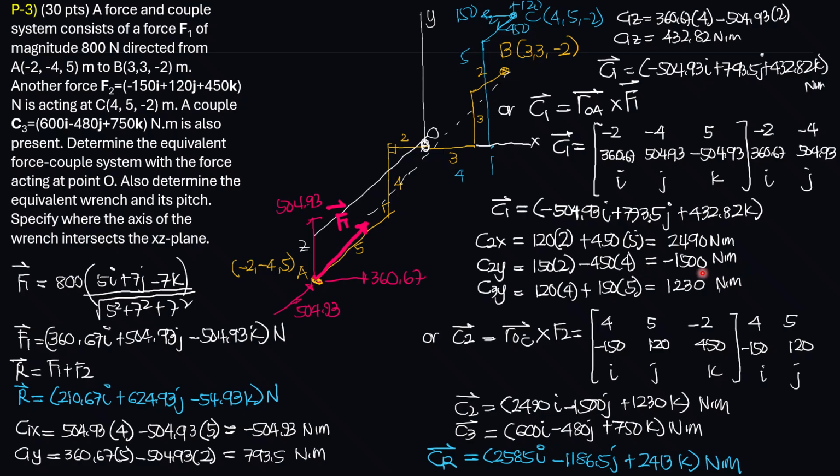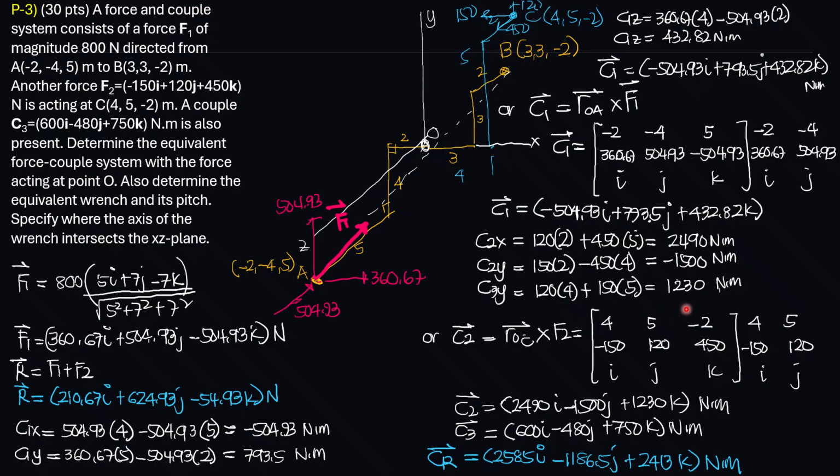Anyway, we'll check this by the vector approach. Then moment about the z-axis, positive in that sense. Take note the z-axis is below. So the moment of 120 is positive, and the moment of 150 is also positive. So 120 times 4 plus 150 times 5, that's 1230.